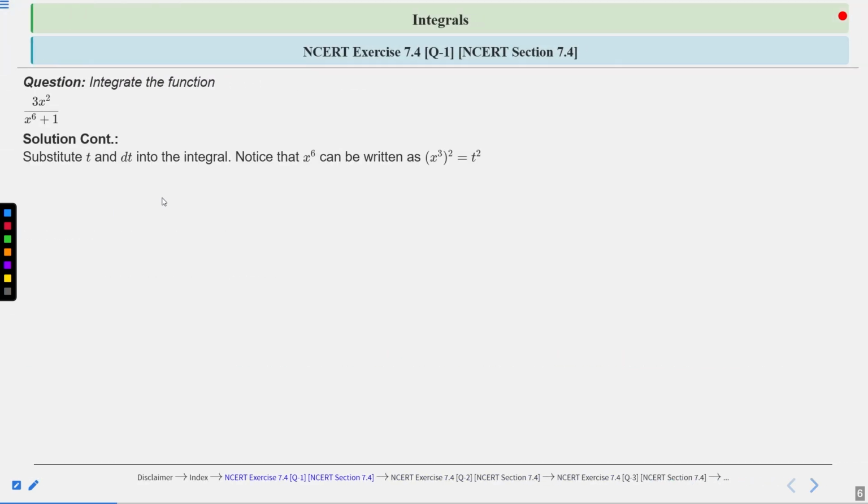Now substitute t and dt into the integral. We can notice that x to the power 6 can be written as x cube whole square, and it is equal to t square, right?